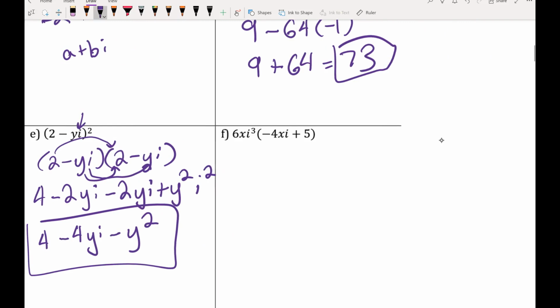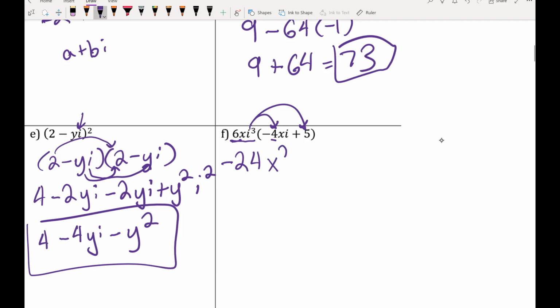For F, I've got one term outside the parentheses, and I've got two terms that I need to distribute it to inside the parentheses. Remember, the terms are separated by plus and minus signs, so I know there's nothing I need to do out here because everything's being multiplied. So I multiply the coefficients, or the numbers in front. 6 times negative 4 is negative 24.